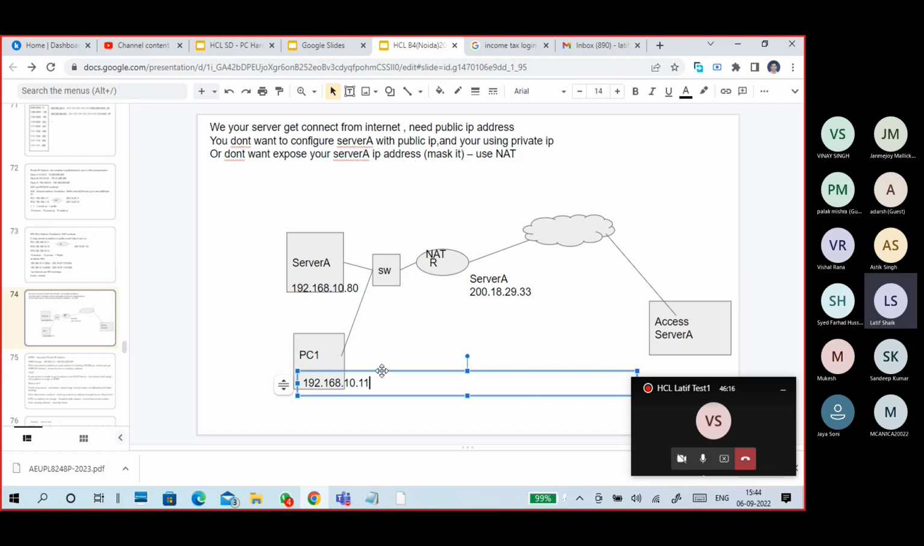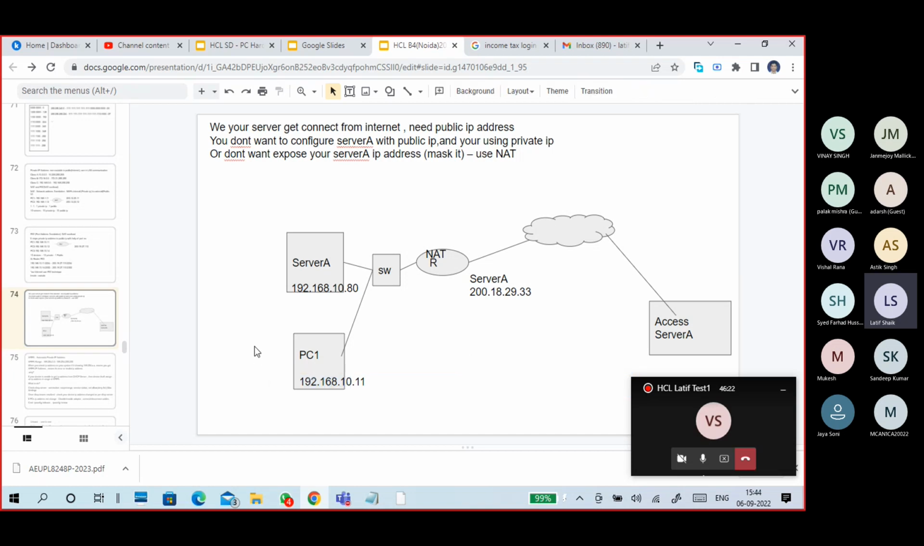Important is that both are class C and the first three octets must be the same network. So both are in the same network, both are private IP addresses, and both will communicate with each other in the LAN communication.